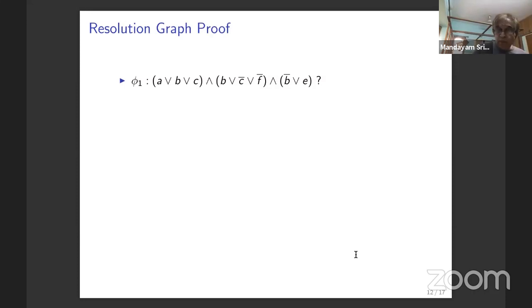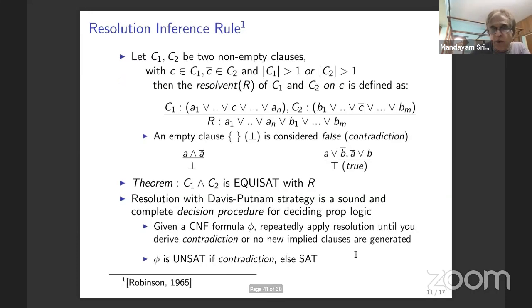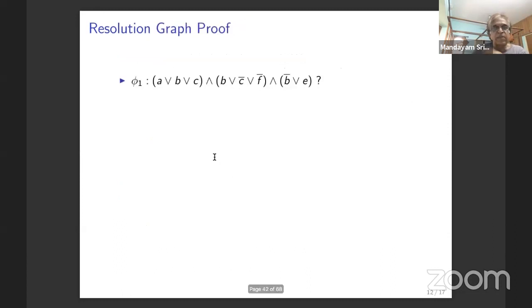So there are a few things. How does a resolution proof look? As the procedure indicates, a resolution proof is a sequence of applications of the resolution inference rule, until you get to one of these two kinds of things.